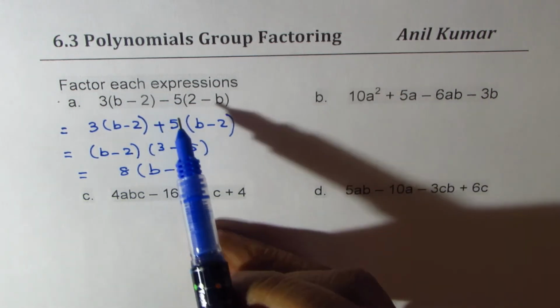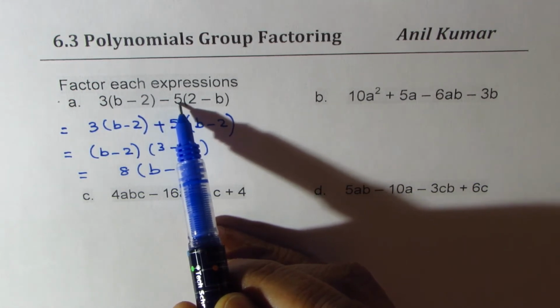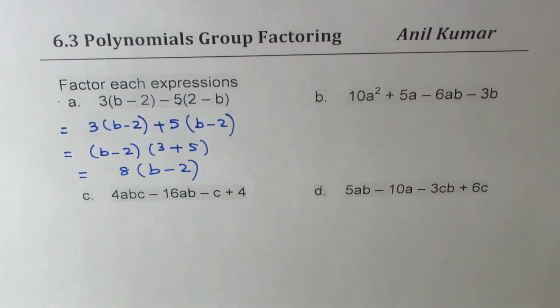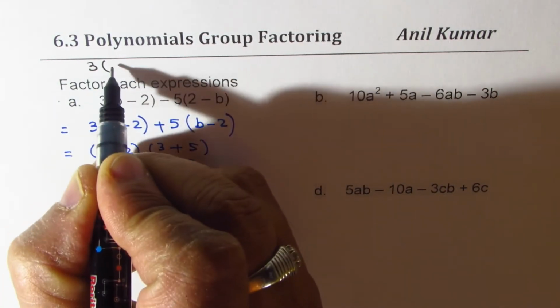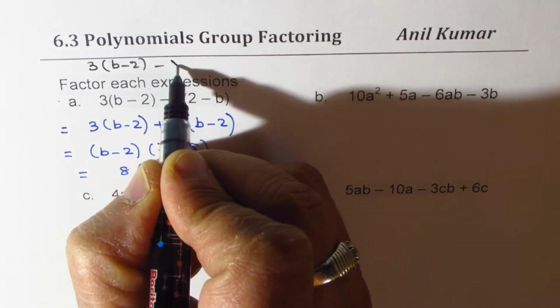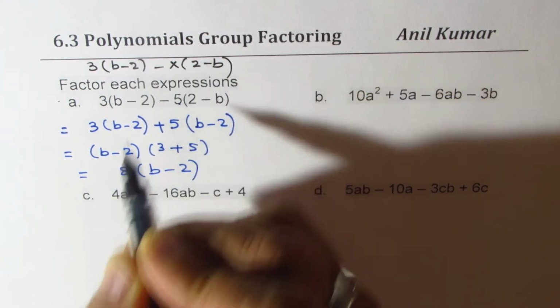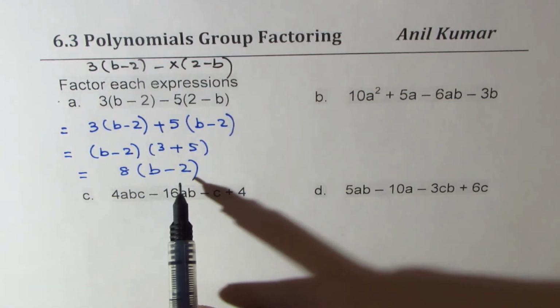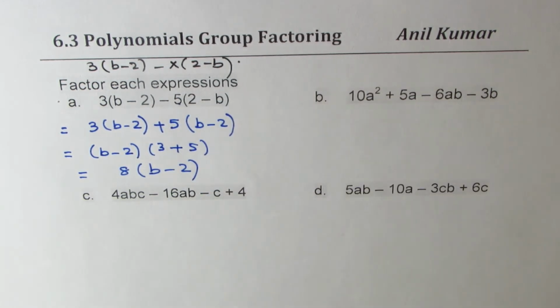At times, we can have a variable here which can make things difficult. Okay. So what I'm trying to say is, I could have given a question like this: 3 times (b minus 2) minus, let's say, x times (2 minus b), right? Now, you will understand how it changes, right? I would like you to do this question as a test question.